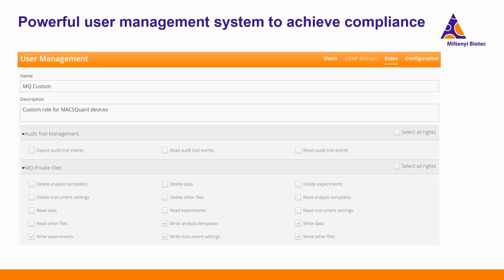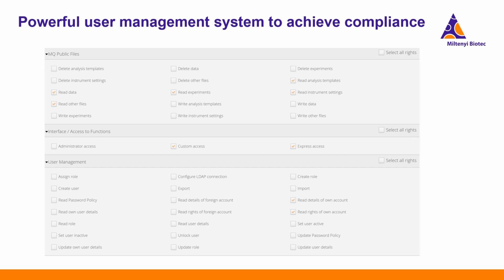To give you an actual insight into our powerful user management system that you will find on our cell analysis portfolio instruments, to achieve compliance with the 21 CFR Part 11 add-on, you can see here screenshots of our user management system. As you see, it allows you to configure different audit trail management rights, rights of the private files of a user, rights of public access files for the user, or interface access, whether you have full access, you have administrator access, or you have access only to the Express User that I will demonstrate in the next slide. Also, we have a separate configuration for the user management itself.